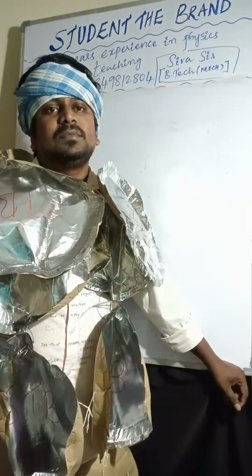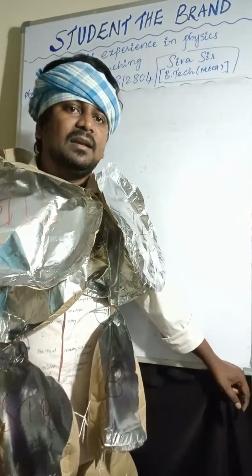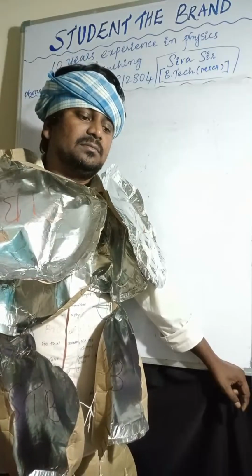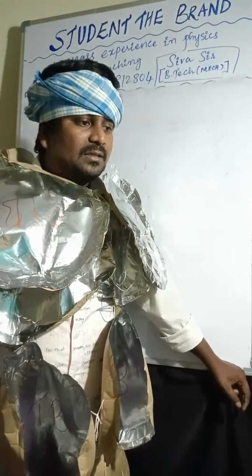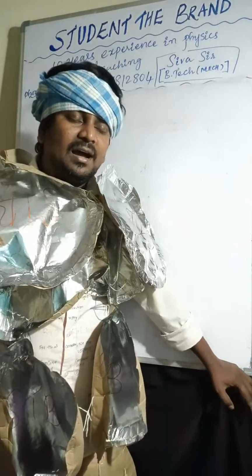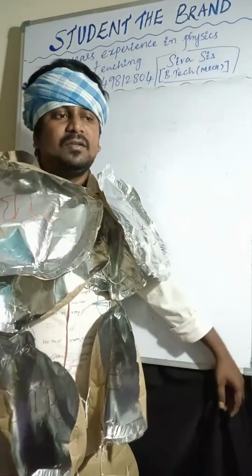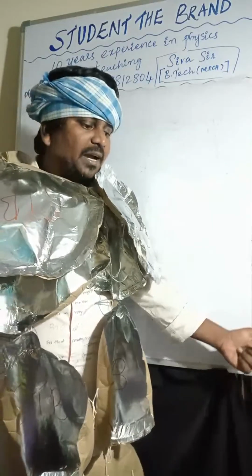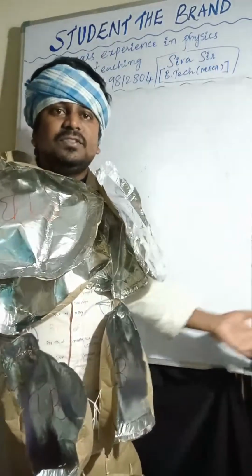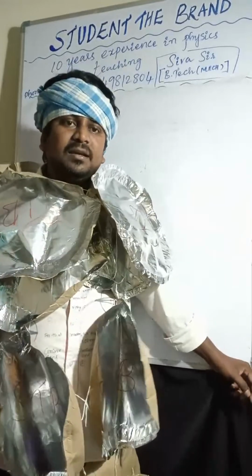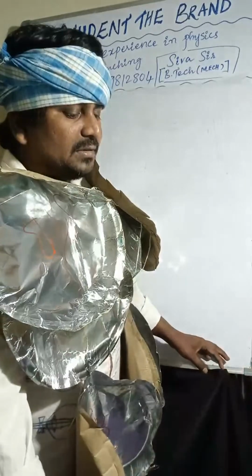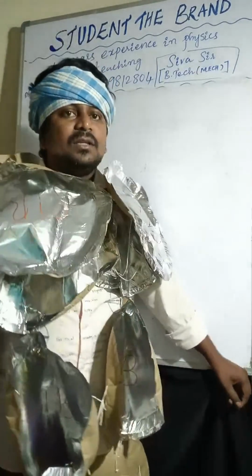There are two types of magnets: one is natural magnet, another one is artificial magnets or man-made magnets. Man-made magnets are also called artificial magnets.